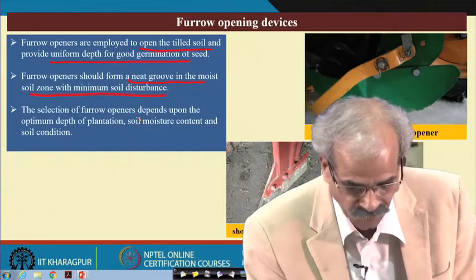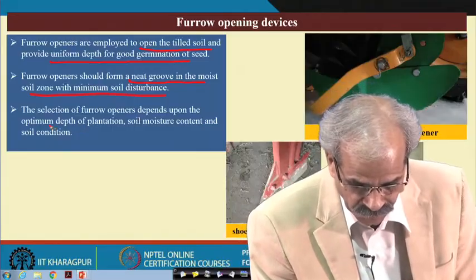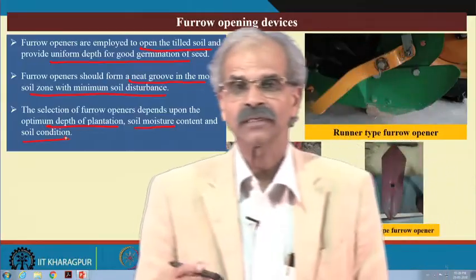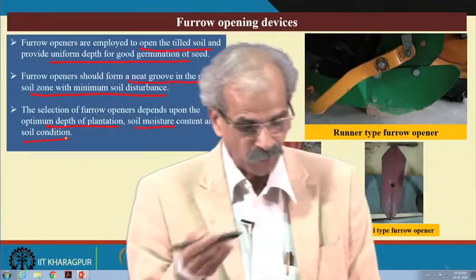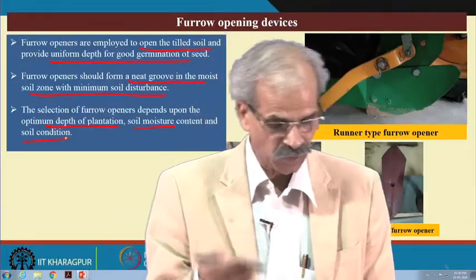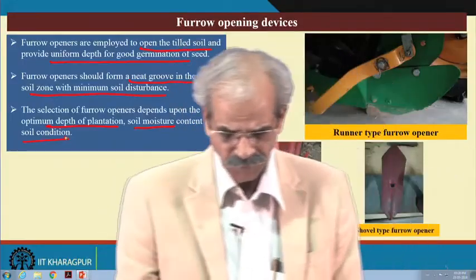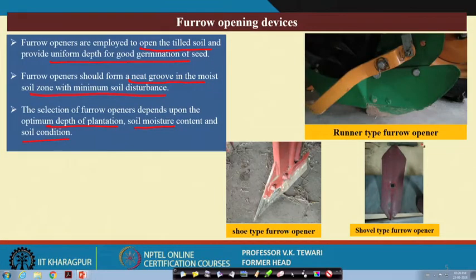Selection of furrow openers depends on the depth of plantation, soil moisture content and soil condition. It also depends on the crop that you have taken and where its actual placement should be. Accordingly, you will decide the furrow openers. We have shown a couple of furrow openers here. See the runner type furrow opener, which is here, and this opens a very clean cut.